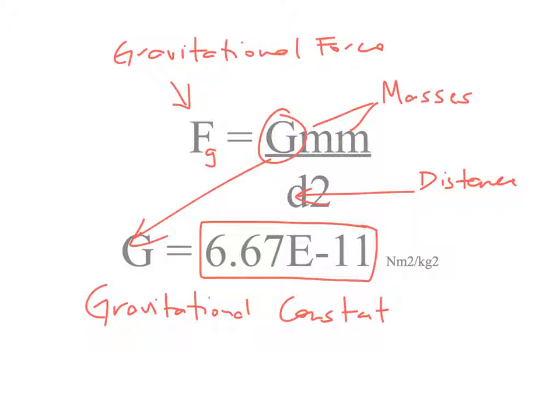So what this says is that the force of gravity, or the gravitational force, is equal to my gravitational constant multiplied by my two masses. So it's the product of two masses, all divided by the distance squared.